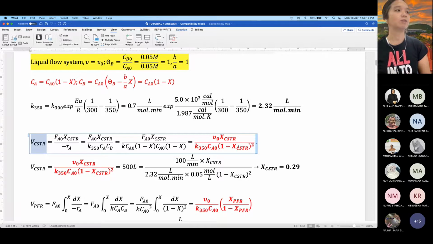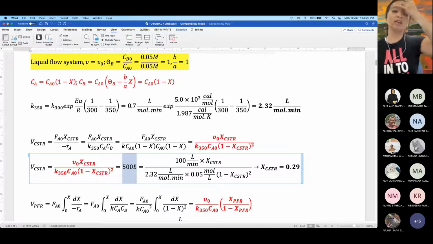Okay, so let us do one by one. Okay, so first, volume of CSTR. In this question, I did mention the volume of CSTR is 500 liter. So left hand side, I already know the value is 500 liter.